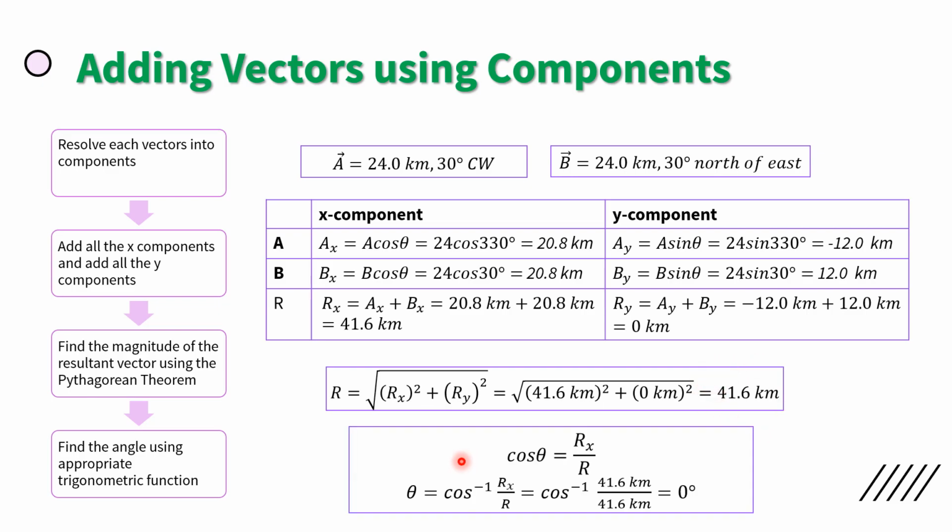And then the direction can be obtained using, for example, cosine theta equals r sub x over r, or theta is equal to the arc cosine or the inverse cosine of r sub x over r. So we have cosine inverse of 1, which is equal to 0. So we can see here that the resultant vector is 41.6 kilometers and is directed along the positive x-axis since we have theta is equal to 0.